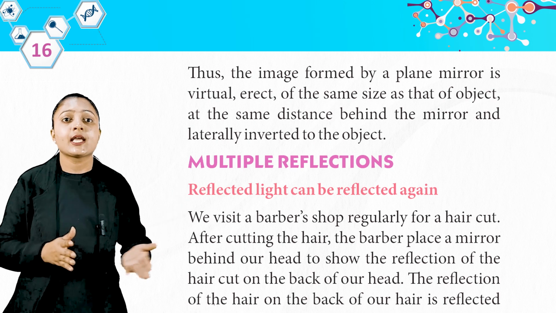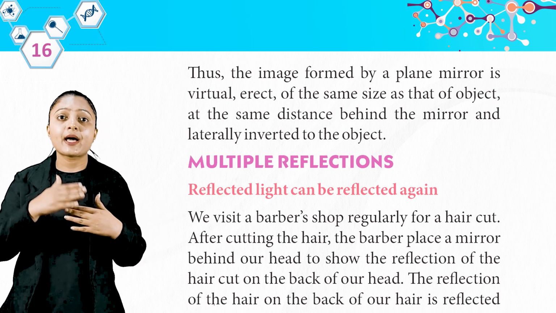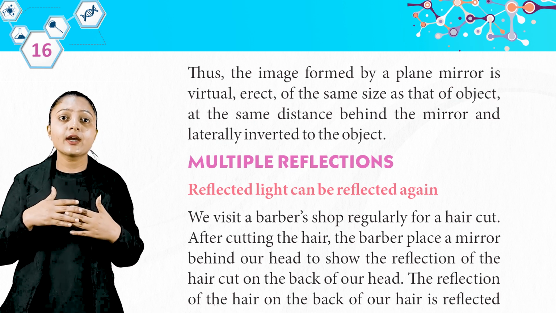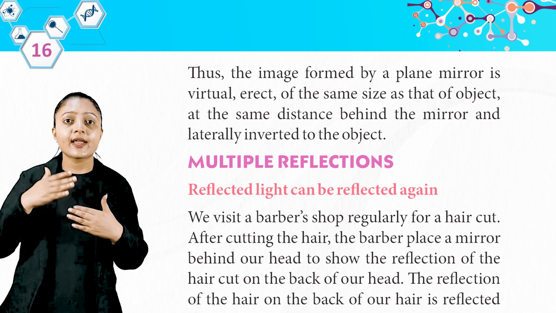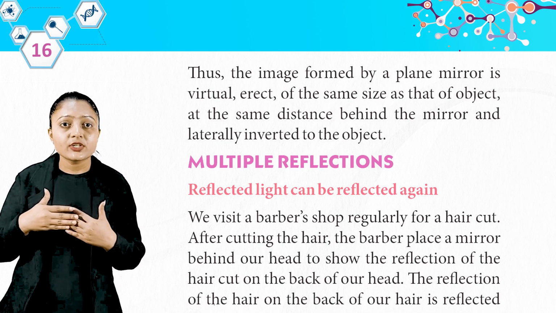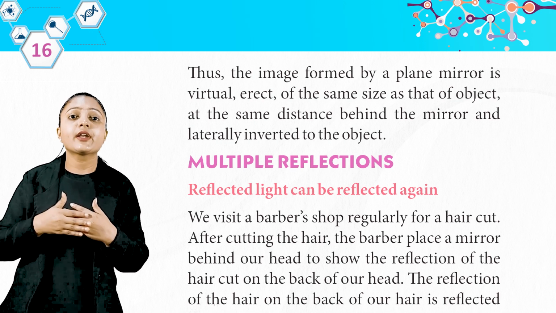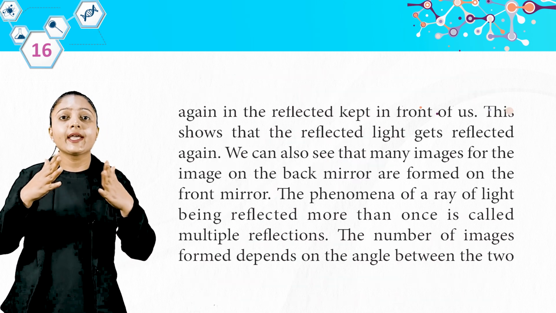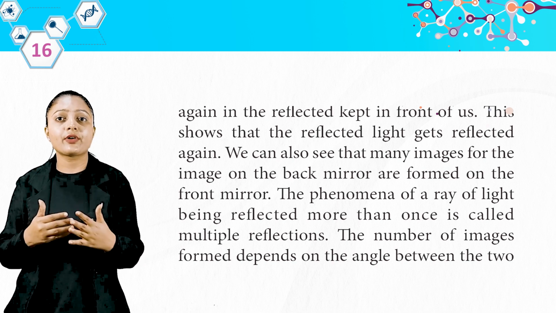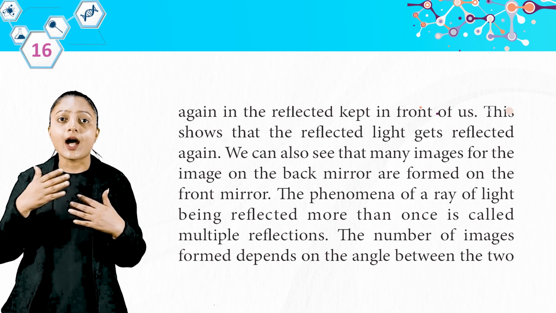Multiple reflections. Reflected light can be reflected again. We visit a barber shop regularly for a haircut. After cutting the hair, the barber places a mirror behind our head to show the reflection of the haircut on the back of our head. The reflection of the hair on the back of our head is reflected again in the mirror kept in front of us. This shows that the reflected light gets reflected again.